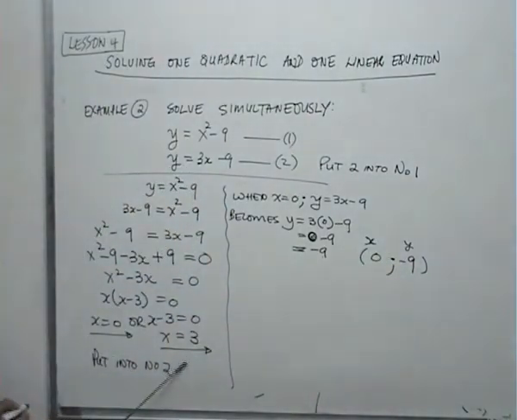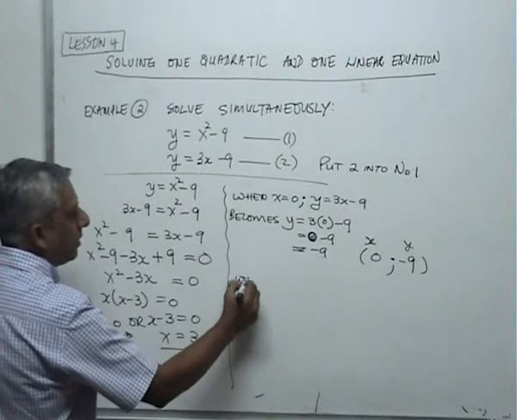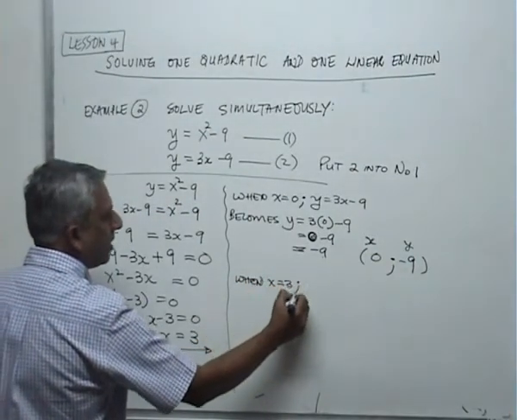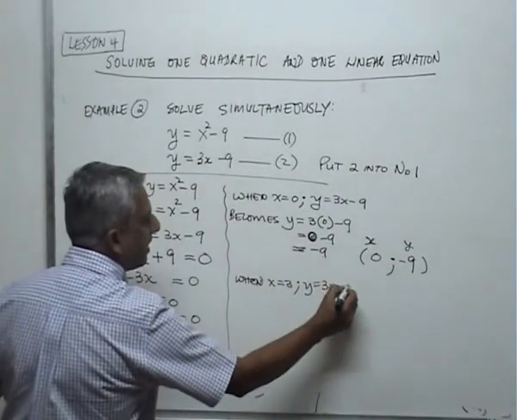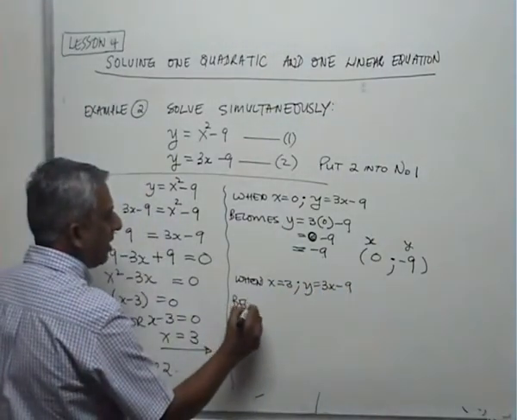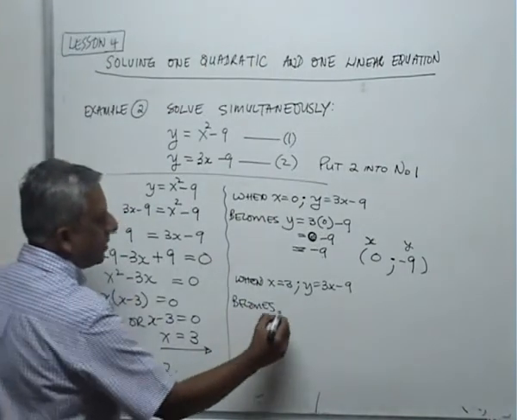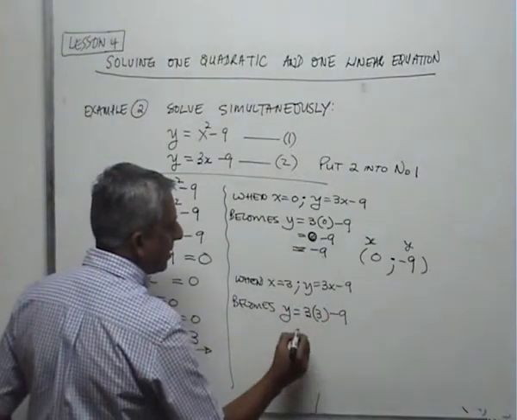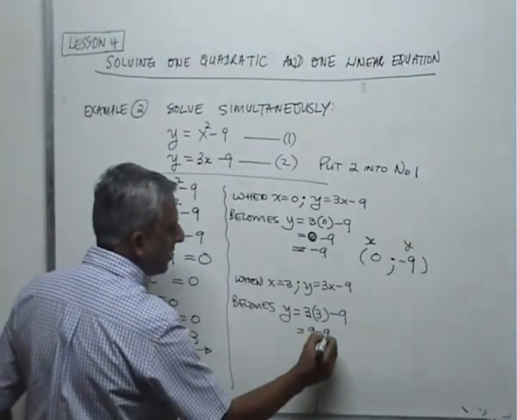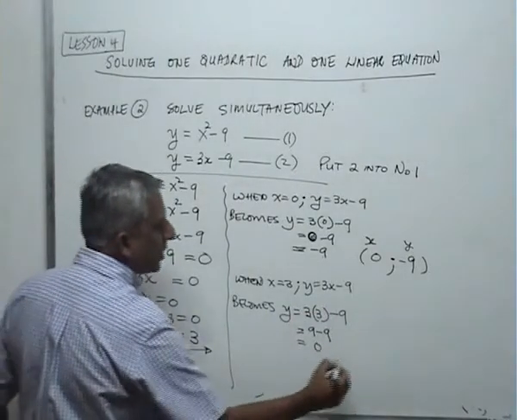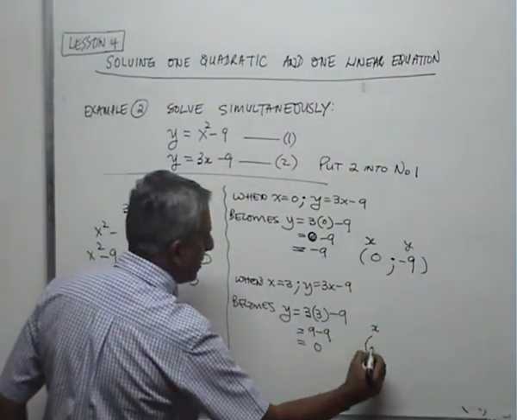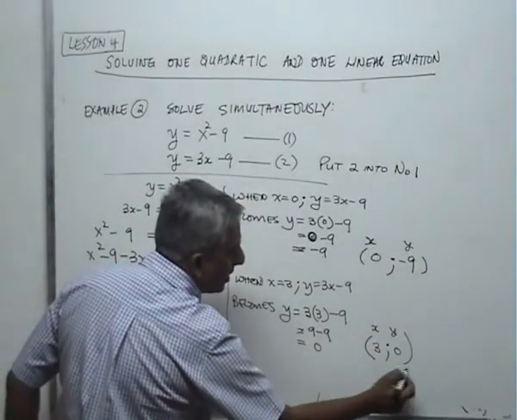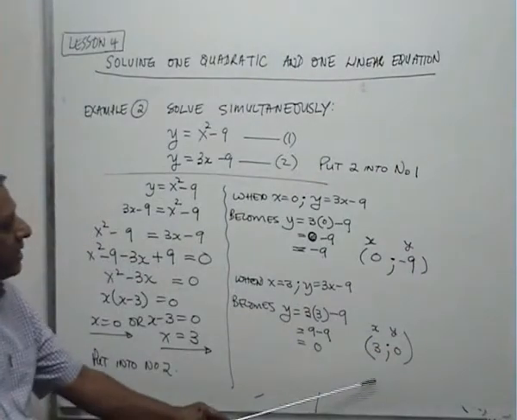And then we take the second case. When x is 3, y is equal to 3x minus 9 becomes y is equal to 3 into 3 minus 9, which is 9 minus 9, which is 0. So what are we saying? We're saying that when x is 3, y is 0. So we can write the answer as an ordered pair like that.